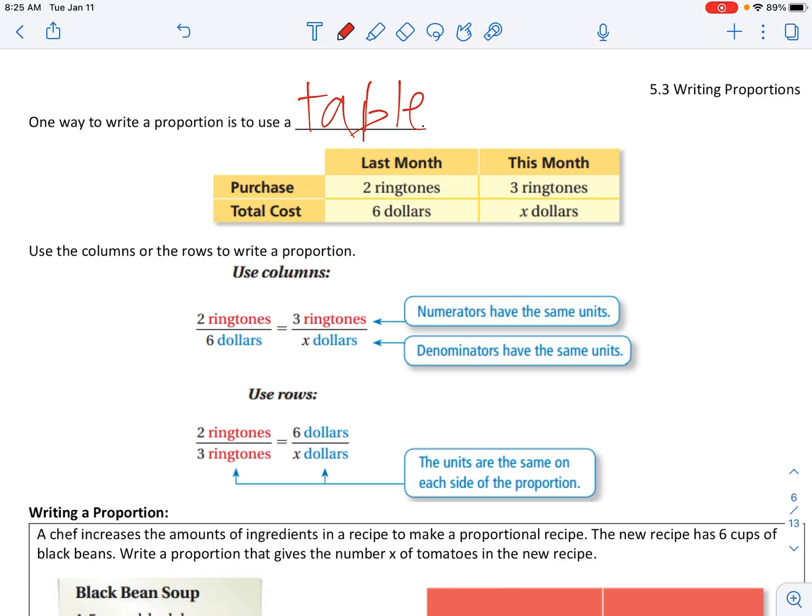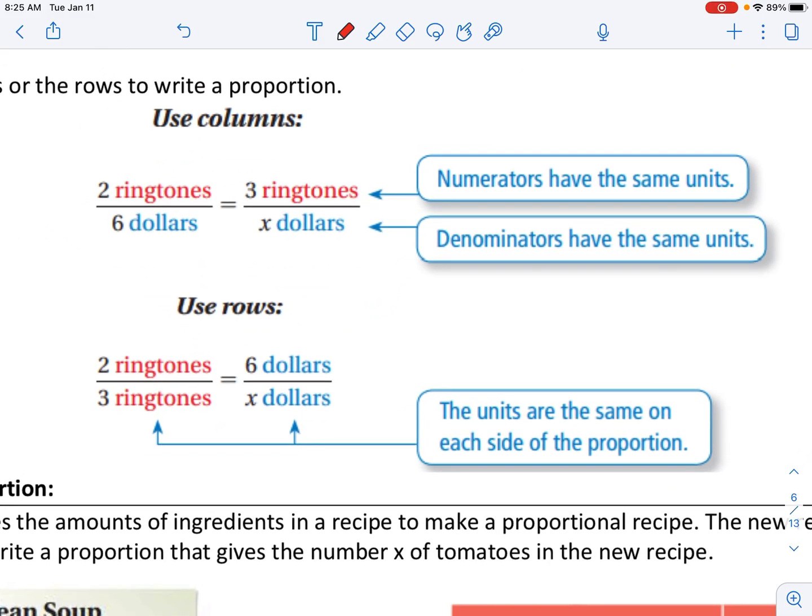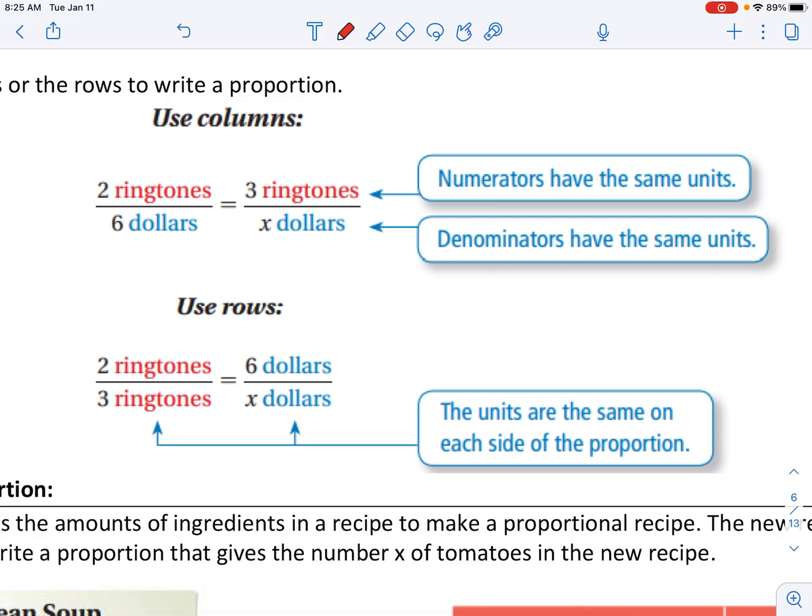Okay? So looking at this, you can also use the rows. So if you put ringtones on the left and dollars on the right, that would work as well. So you can do it either way. I usually do it the first way. So right here, the labels in the numerators are the same and the labels on the denominators are the same. But if it's easier for you to put them both on the left and the right and use the rows, you can do that. It's whatever is easiest for you.